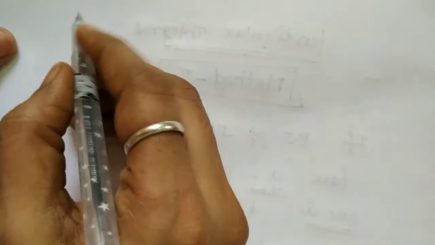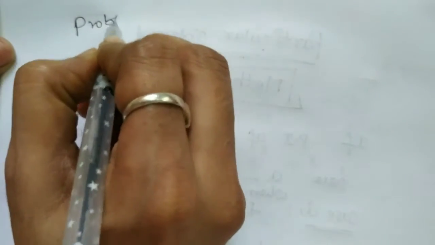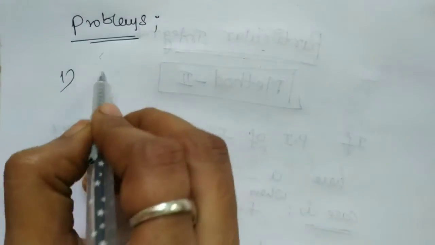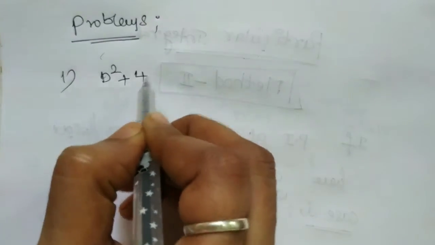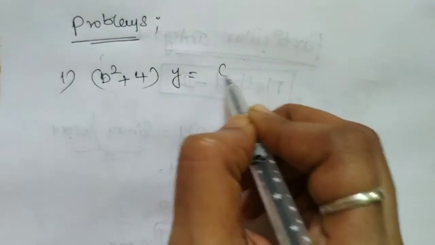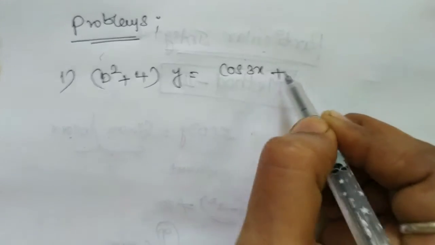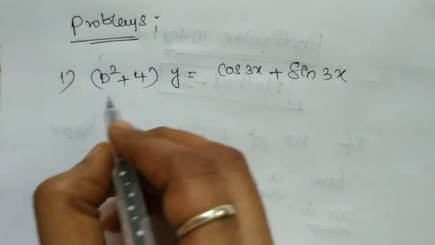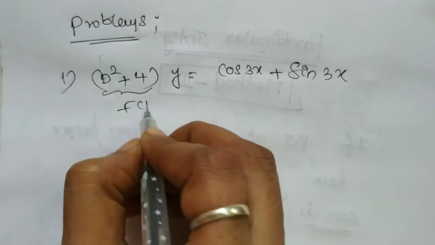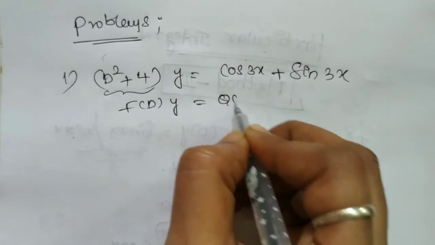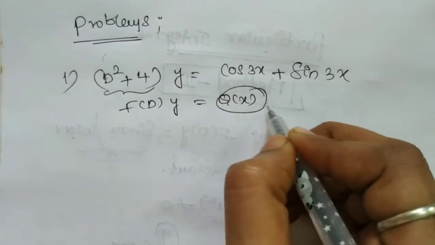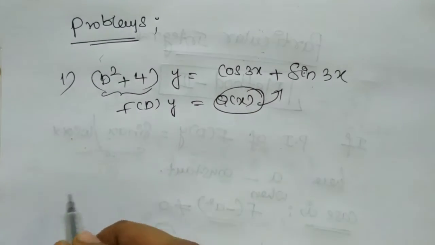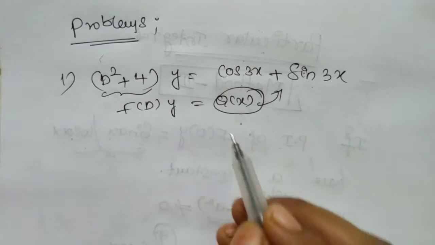Coming to the problems. First problem: D square plus 4 into y equals cos 3x plus sin 3x. Here f of D of y equals Q of x, and Q of x is in terms of sin ax and cos ax, so this belongs to method 2.